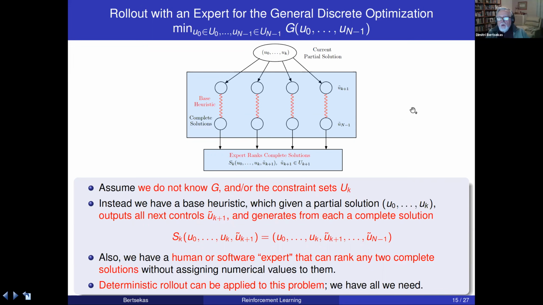Okay. Thank you. Of course, the expert's a computer program that has an internal way of doing the rankings, whether it's based on an explicit cost function or it's based on something else. It's something that we don't need to know. All we need to know is which one is best. Thank you. Okay, let me just make a little correction to this.